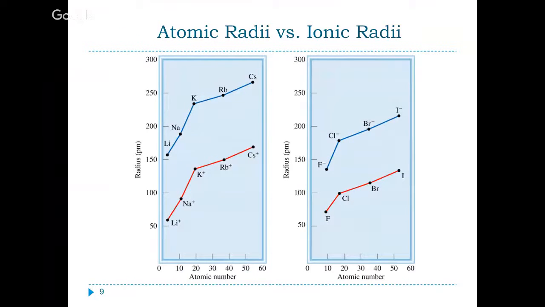So comparing atomic radii to ionic radii, looking at our group 1 metals, we see their atomic radius compared to their ionic radius. So clearly we're getting smaller. Over here, we look at our halogens. We notice that as we accept electrons, we get bigger.